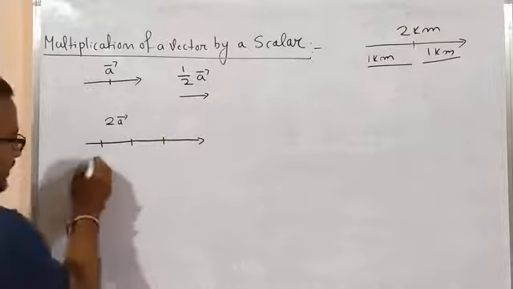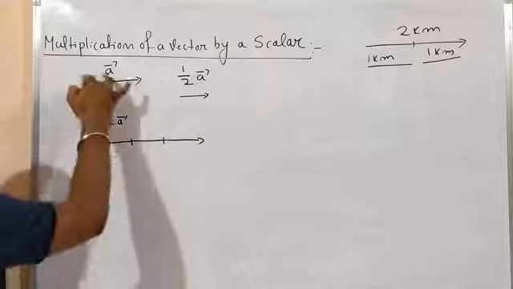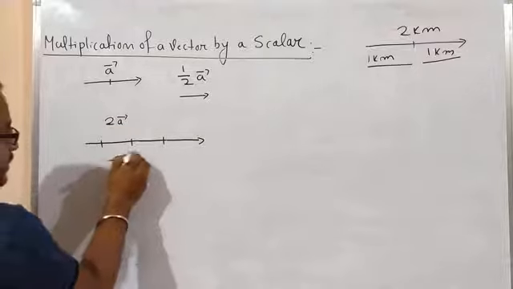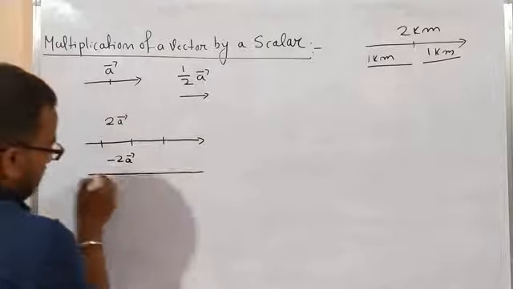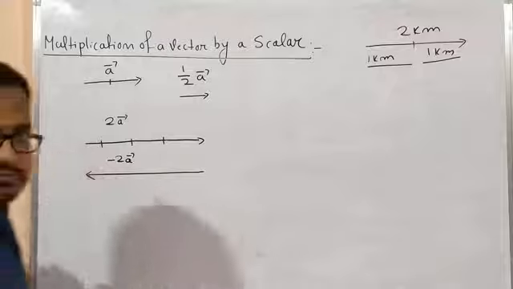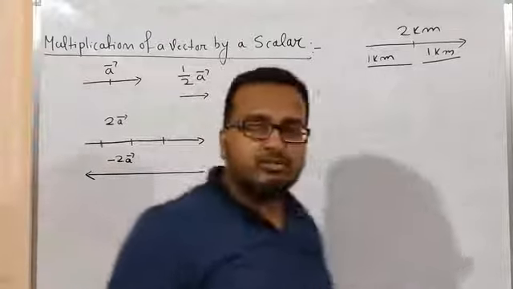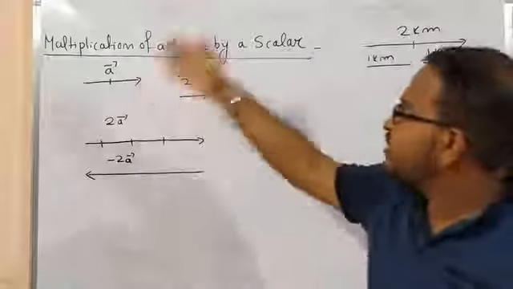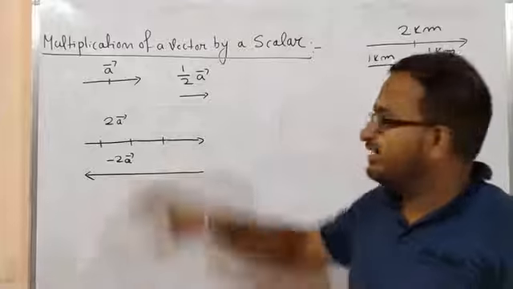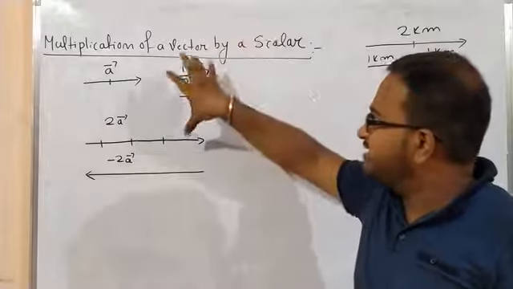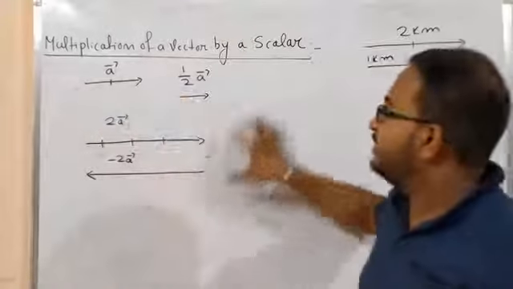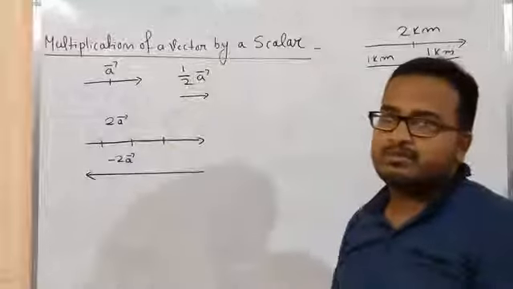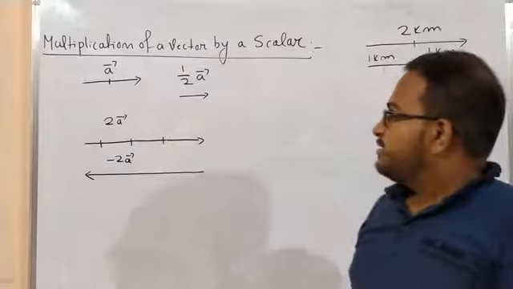What will be minus 2a vector? If I multiply this vector with minus 2a, then it will be the same size as this one, but the direction is this, right? So this is the meaning of multiplication of a vector by a scalar quantity. This is the proper mathematical explanation of this concept. Okay? So thank you.